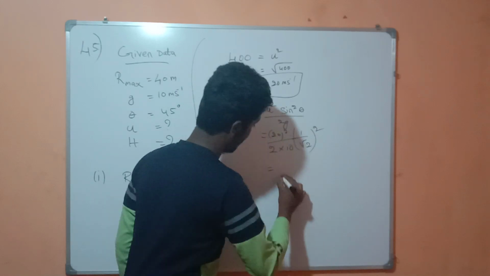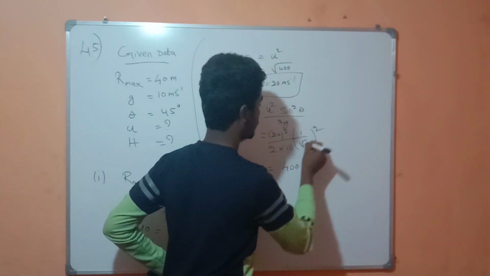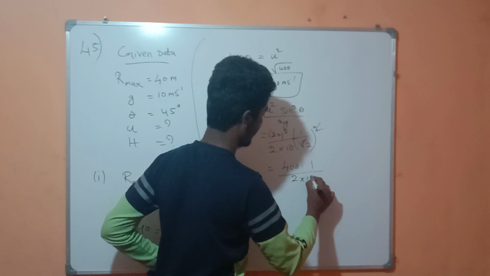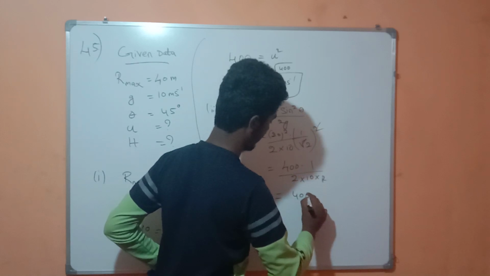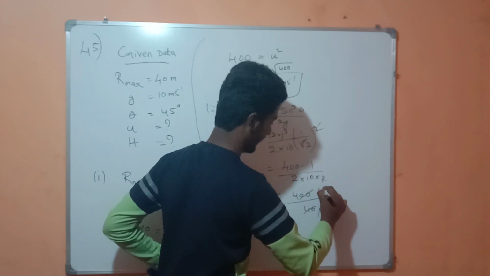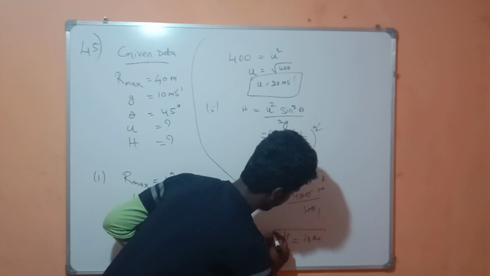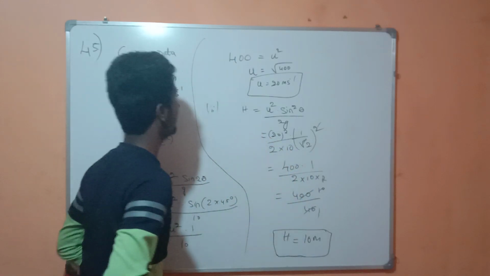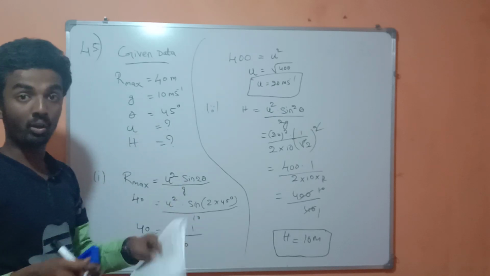20 squared means 400, into 1 squared, which is 1. The square root cancels, divided by 2 into 10 into 2. That is 400 divided by 2 into 10, which is 20, and 20 into 2 is 40. 400 divided by 40 is 10. What did we get as the H value, children? H is equal to 10 meters. A very simple question, children. Take this down in your notes by pausing the video. Now let us move on to the next question.